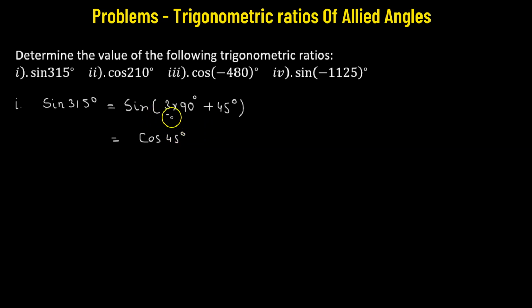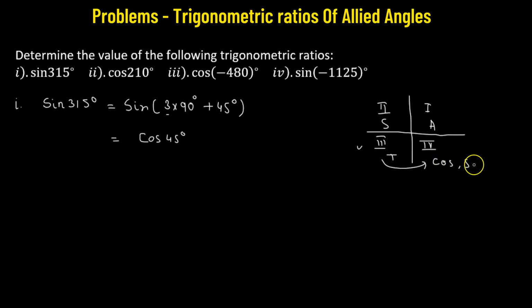Now, we'll also have to take care of the sign. For that, we will go to our quadrant system. We have our first quadrant, second quadrant, third quadrant, and our fourth quadrant. We have A, S, T, C. Now, 3 times 90 degrees means we are in the third quadrant. But then again, we are also adding 45 degrees to it, which takes us to the fourth quadrant. Now, we know that in the fourth quadrant, C stands for cosine. So only the cosine and the secant functions are positive. Everything else is negative.